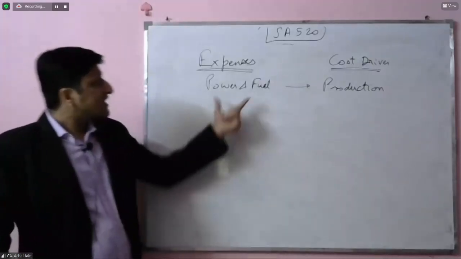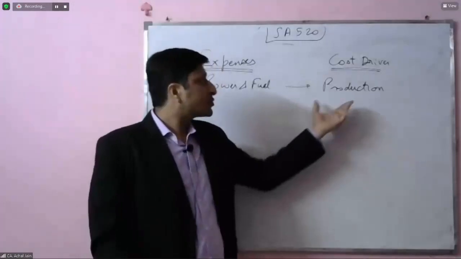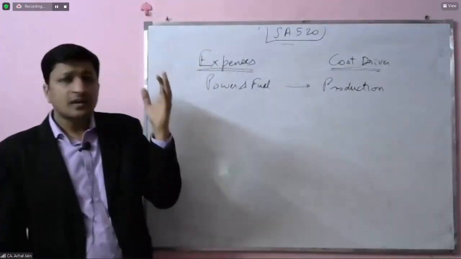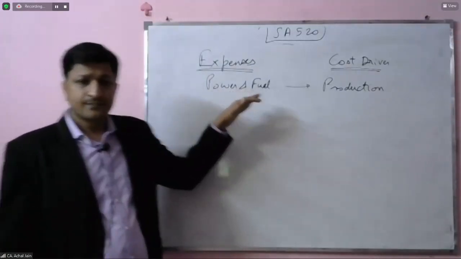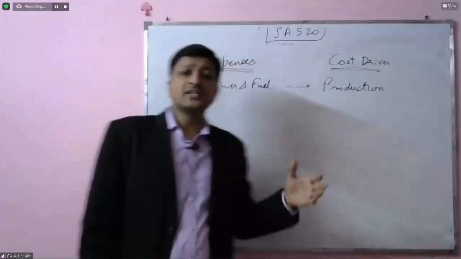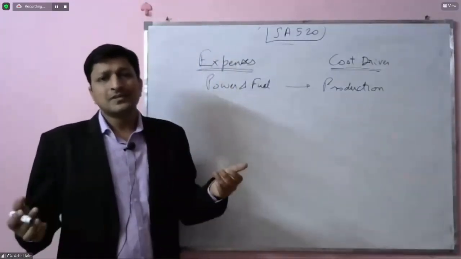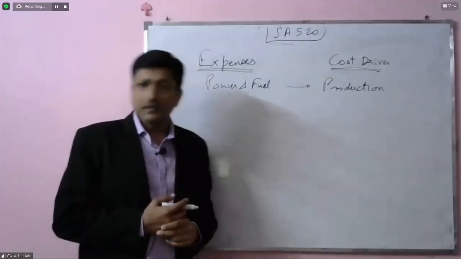So whenever this expenditure is analyzed, this should be analyzed as a proportion of this. If the production has increased during the year, then this should increase. But if this is decreasing, then once again, this needs to be analyzed further by the auditor. All right, clear?